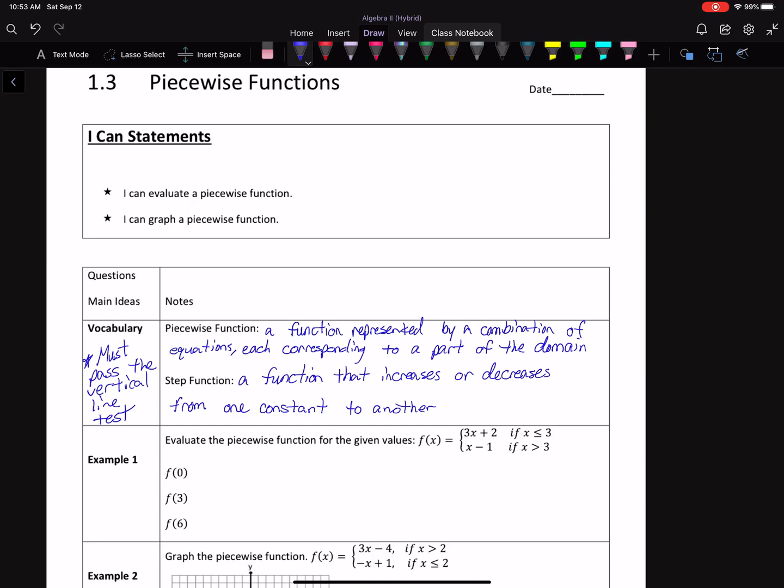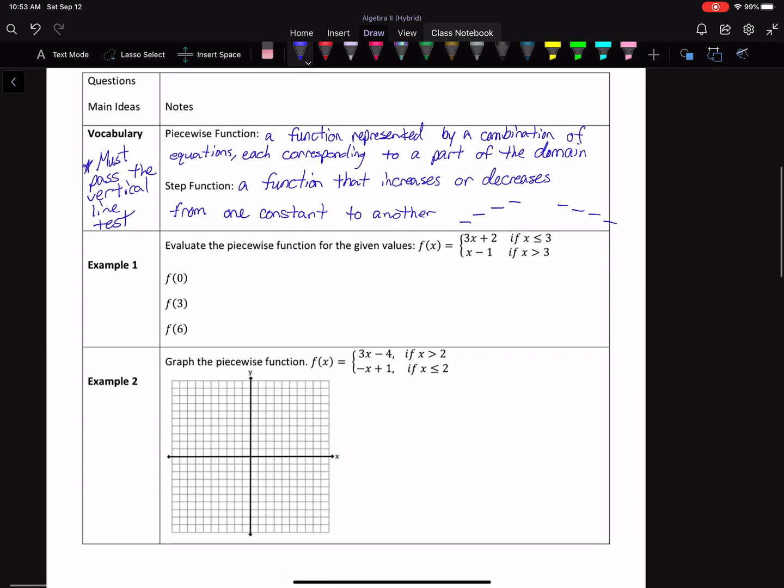Okay, a step function is a function that increases or decreases from one constant to another. So it's just straight horizontal lines increasing, or they could go the other way, looking like a set of stairs. All right, on to example 1, evaluating a piecewise function.